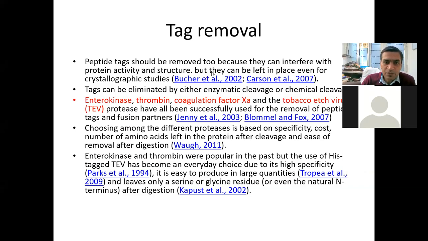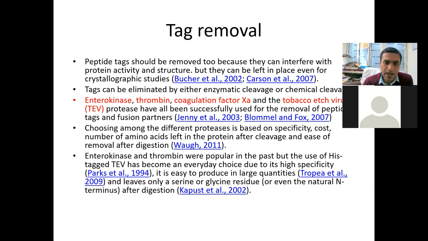The peptide tag should be removed too, because it can interfere with the protein activity and structure. This we understand. If along with your protein of desire some other tags, peptide tags or fusion partners are there, they may interfere with the activity or the actual structure. But they can be left in place even for crystallographic study. In some instances, they can be left as such.